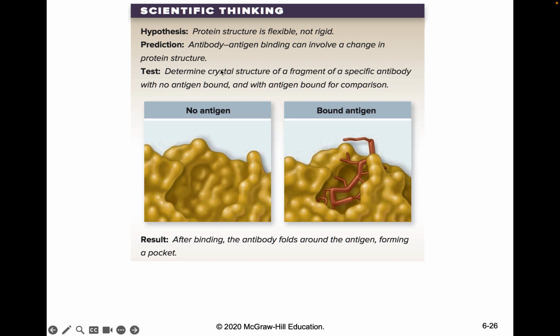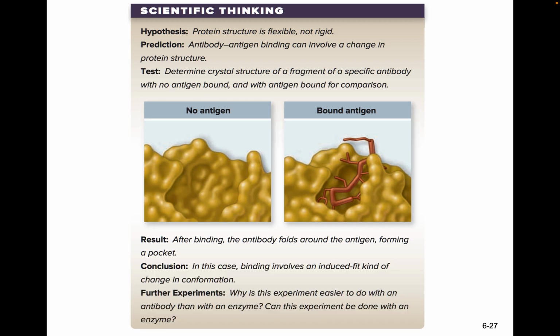So you do a test. You get a crystal structure. A crystal structure is just an image that tells you about the structure of a protein. You take a picture before and after the antigen is bound, and then you see the structure. Has it changed? Because if it changes, it means it's flexible. If it has not changed, it's rigid. So the result is that after binding, the antibody folds around the antigen, forming a pocket. As you can see here, this is much more open. Now this is more closed. So it's able to move.